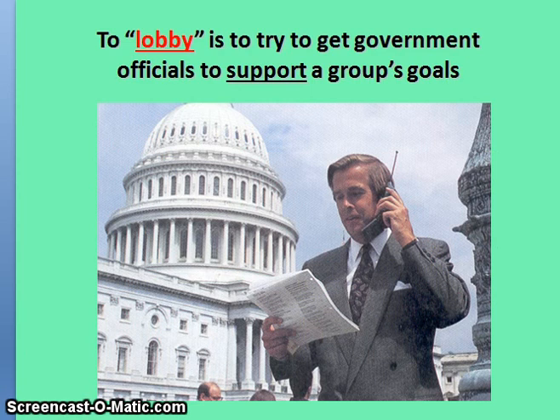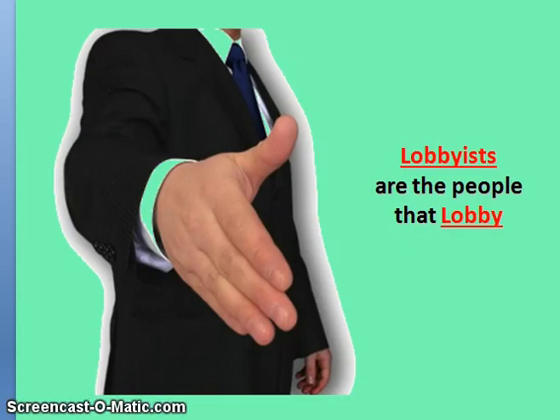An important vocab term here is to lobby. To lobby is to try to get government officials to support a group's goals. So lobbying is basically trying to convince someone to do something. And lobbyists are the people that lobby. The people that go to the Capitol and say, hey, I represent this group, they have particular needs, what can you do to help us? And discussing why it's beneficial to help.